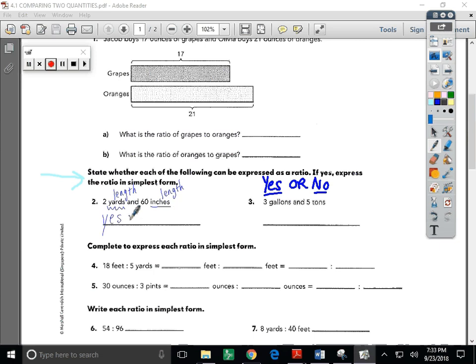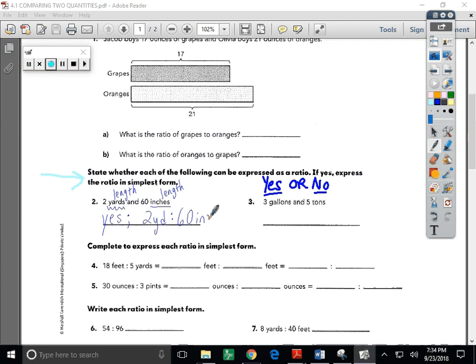There was not a question in my mind. I didn't guess eeny, meeny, miny, mo, yes or no. I actually thought it through. They both show length. Now here's the challenge. It says if yes, you get to express this in simplest form. So let's go ahead and write 2 yards to 60 inches.